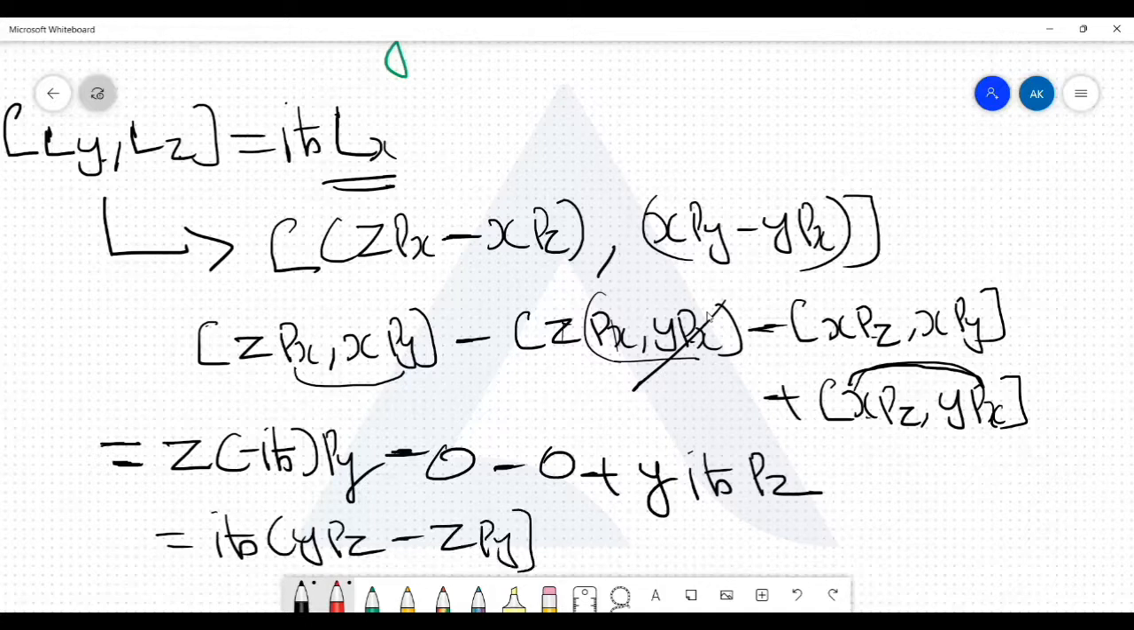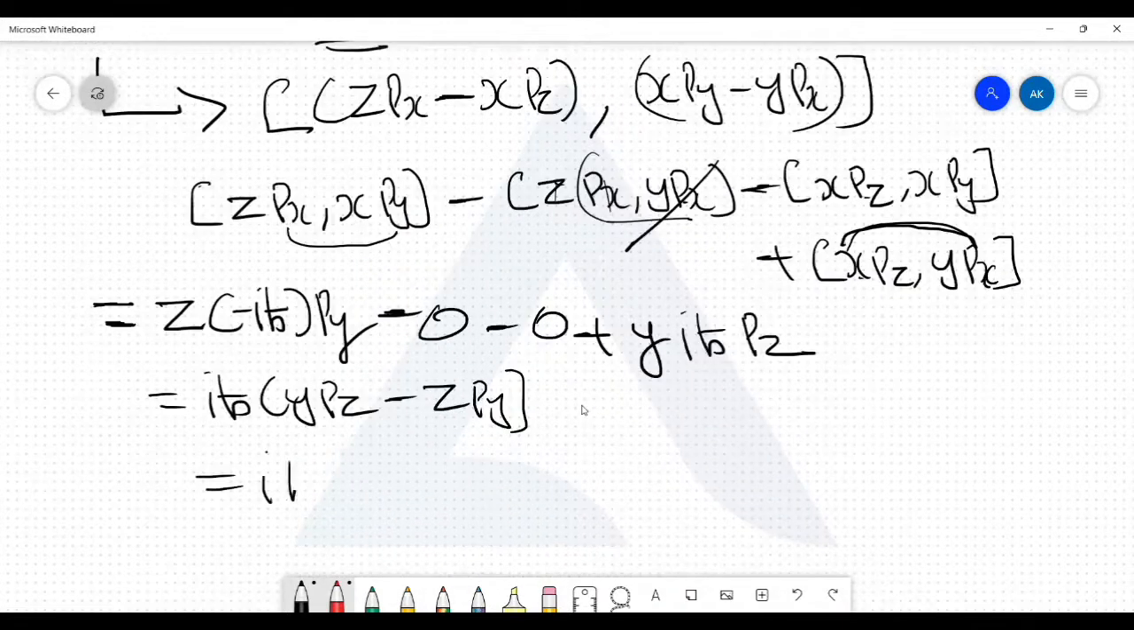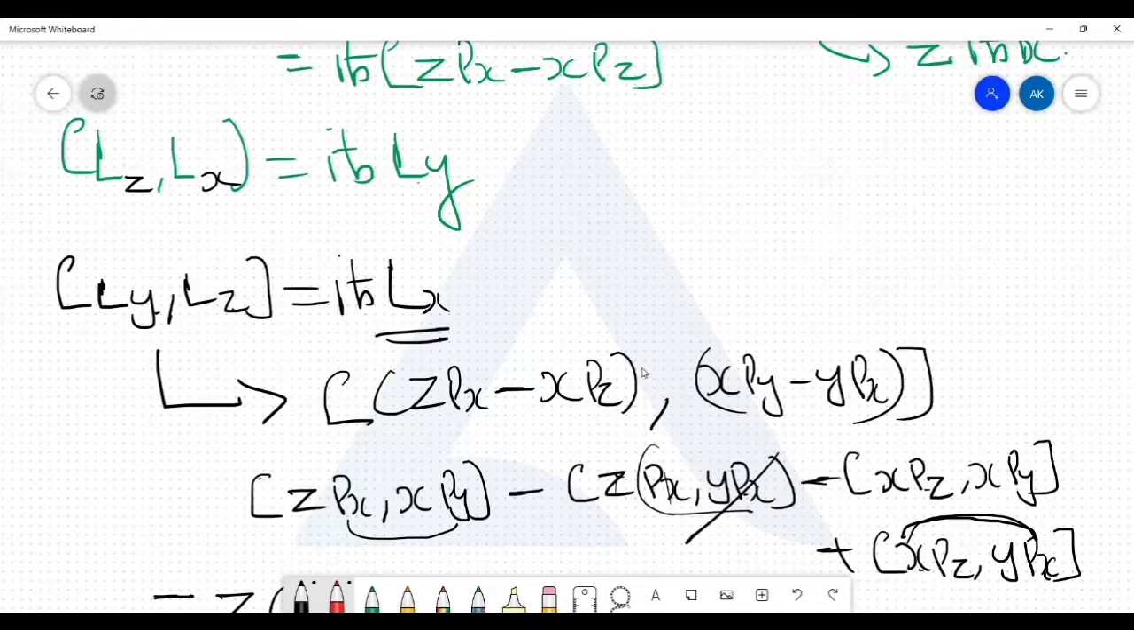What is this equal to? y p_z minus z p_y will be L_x, right? So this is iℏ L_x. That is our prediction. You see, that is our prediction. So we get the answer.